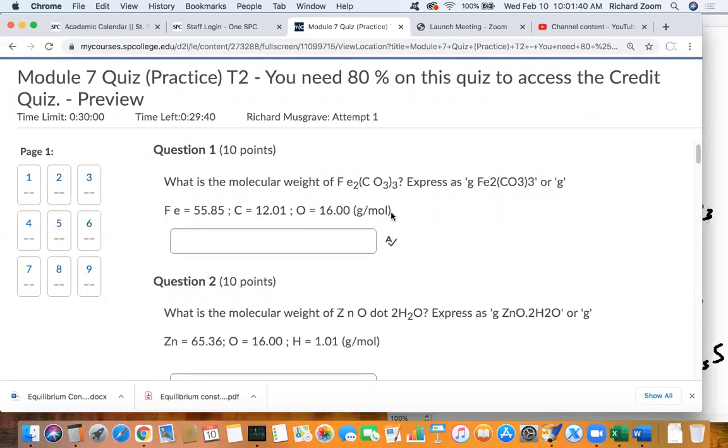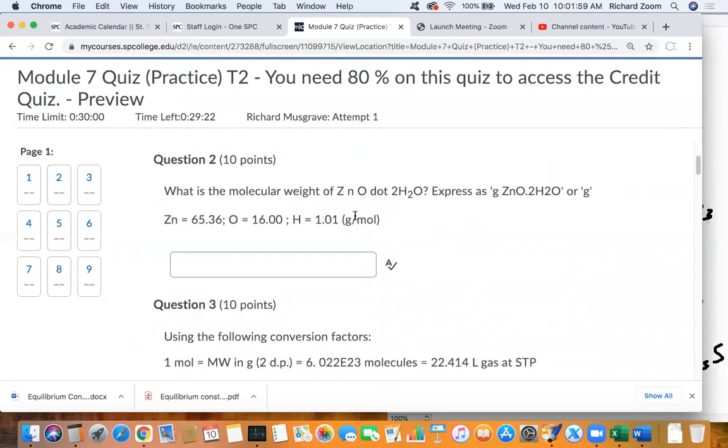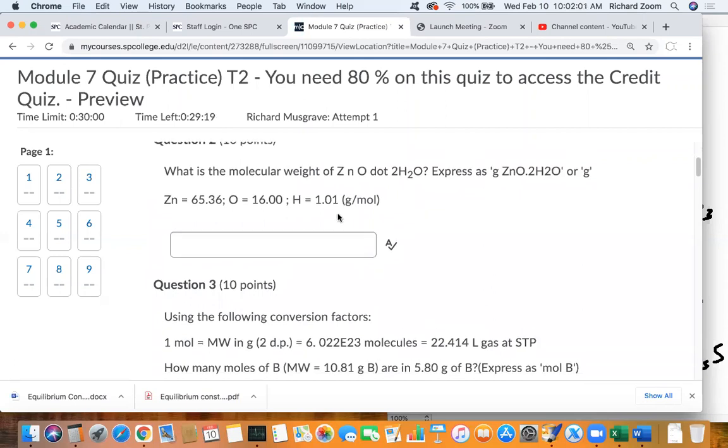Anybody have any questions? So for that question, are we just multiplying? Well, adding and multiplying. Okay. So it'd be 2 times Fe plus 3 times carbon and 9 times oxygen. Okay, thank you. For this one here, it'd be 1 times Zn, plus 1 times oxygen, and then plus 2 times water.